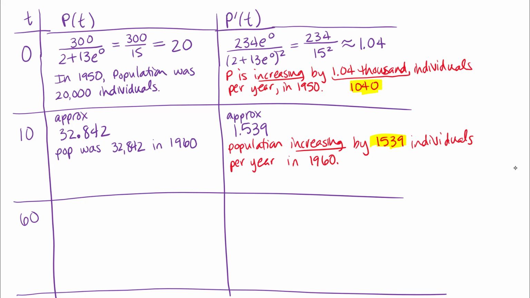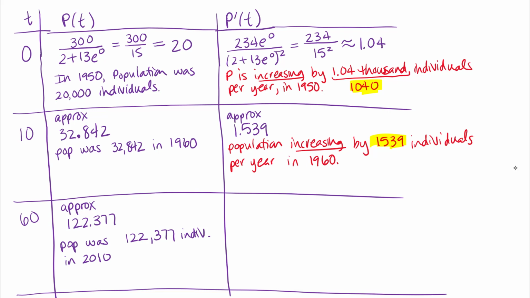Okay, when we plug in t equals 60 into our population function, we get approximately 122.377 when we plug that into the population function, p of t. So remember that the p is measured in thousands of individuals, so the population was approximately 122,377 individuals when t equals 60, and 60 is years since 1950, so that would be in the year 2010.